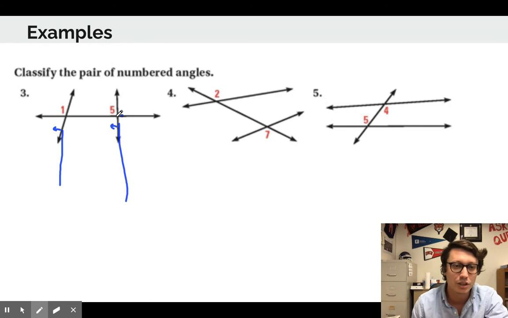And if we take a look, in this intersection, angle 5 is to the left and above, angle 1 is to the left and above. So this here is going to be corresponding.